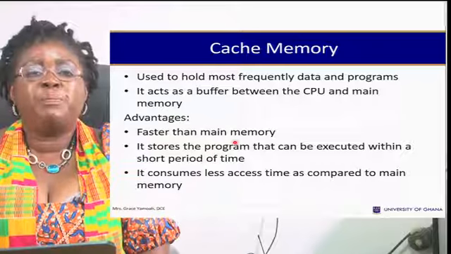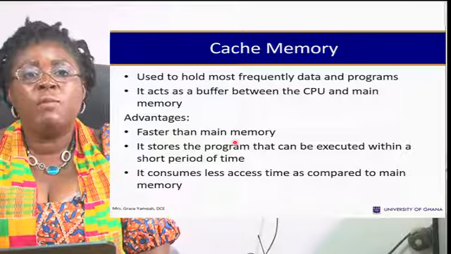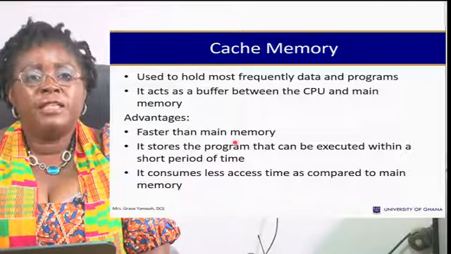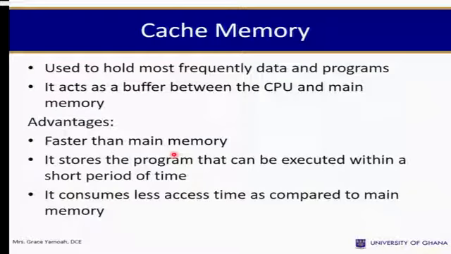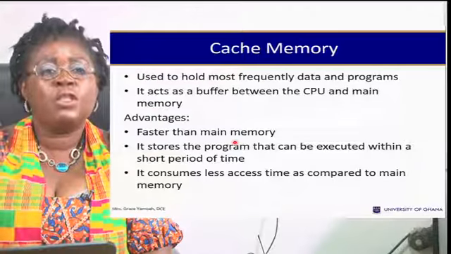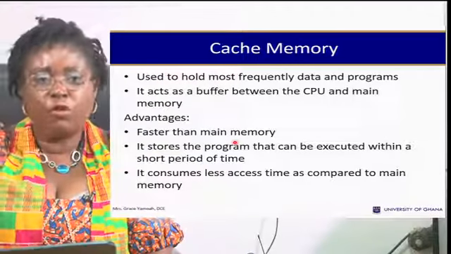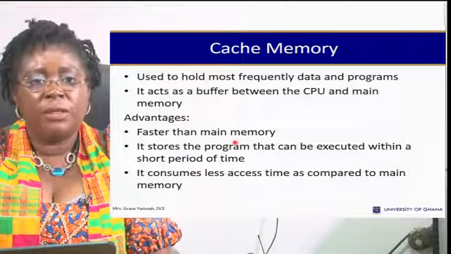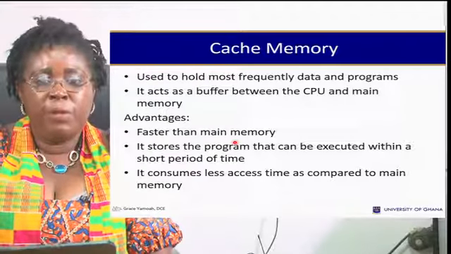It creates a smooth and speedy atmosphere for the operations. It acts as a buffer between the CPU and main memory. The advantages: it is faster than main memory. It stores the programs that can be executed within a short period of time. It consumes less access time as compared to main memory. Why? Because the cache is closer to the CPU, in terms of the arrangement of the internal system, than the main memory.